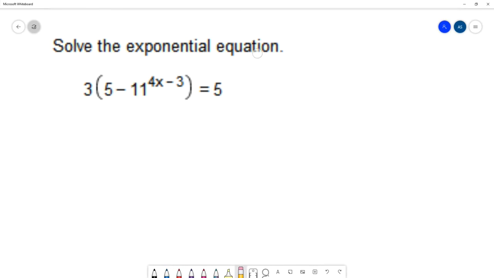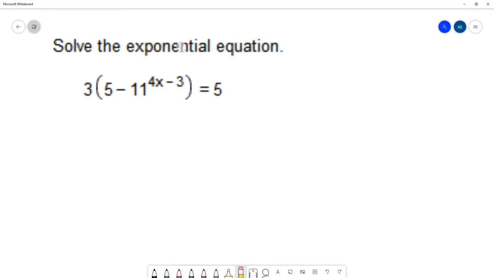Solve the exponential equation: 3 times (5 minus 11 to the 4x minus 3) equals 5. So we can see from the directions that this is an exponential equation, but we can also see, because our variable is in the exponent, that we have an exponential equation.